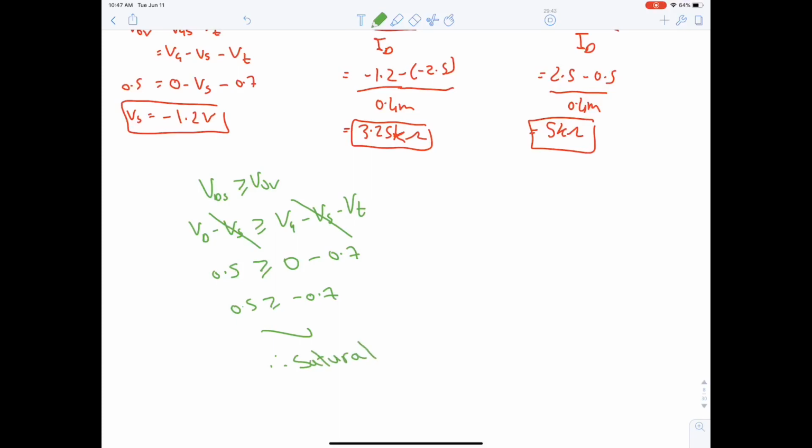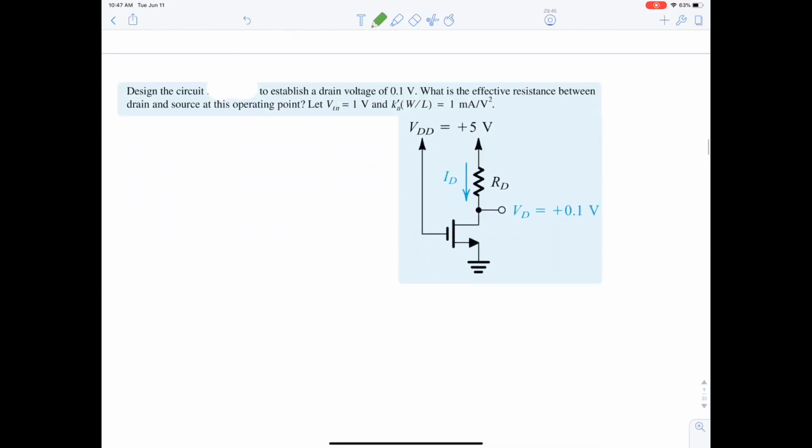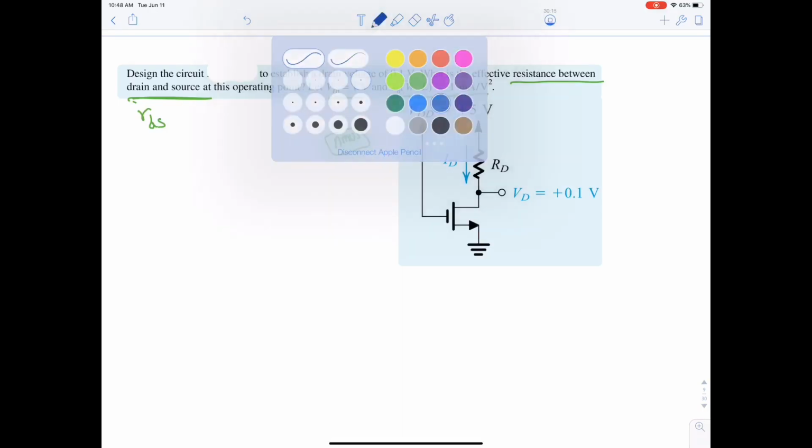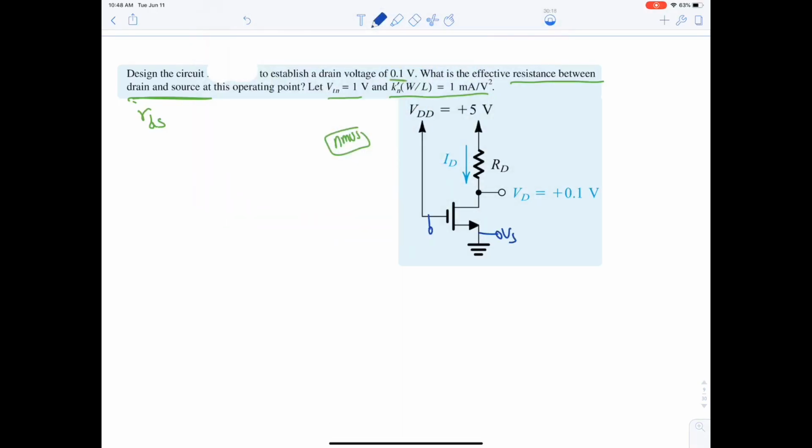Saturation. Okay. Next question. Design the circuit I deleted in this figure to establish a drain voltage of 0.1. What is the effective resistance between drain and source? Hence RDS. To operate, VTN is this and KN is this. So first thing is we need to label NMOS, and then first type, and then label VD with VS and VG, ID, and IG is 0 ampere.